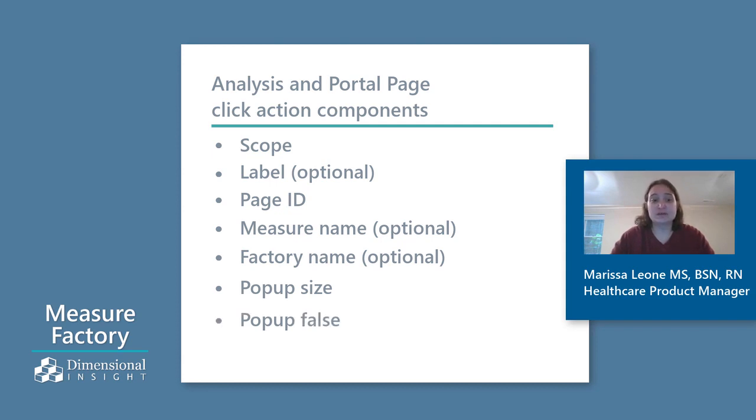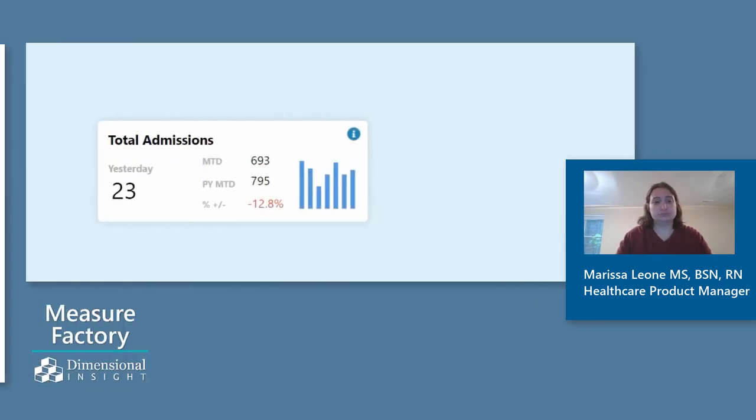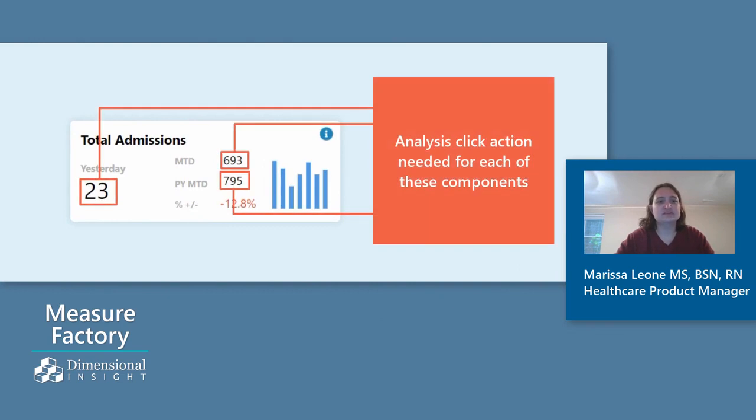So the default will be that a quick action will result in a pop-up, but if you add the pop-up false, then it will take you to that page. So for the default analysis, for each number, you're going to have to set the quick action for each of the components.